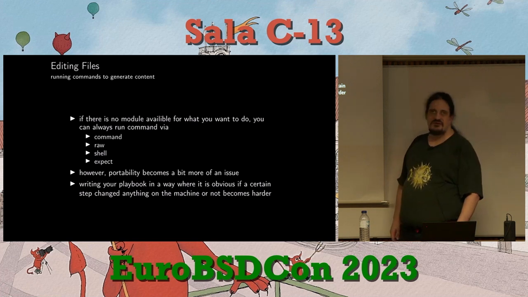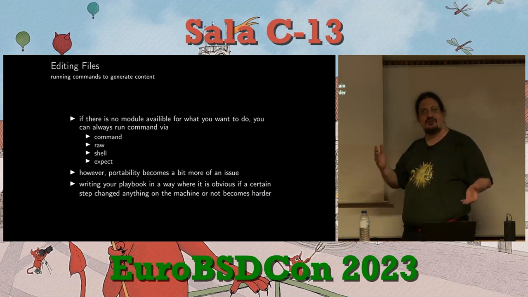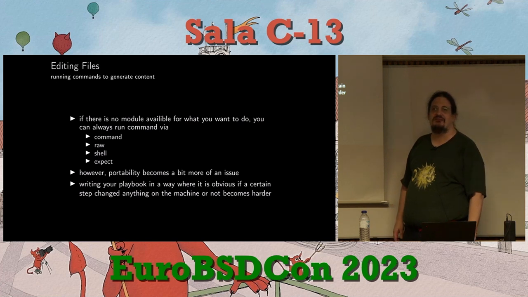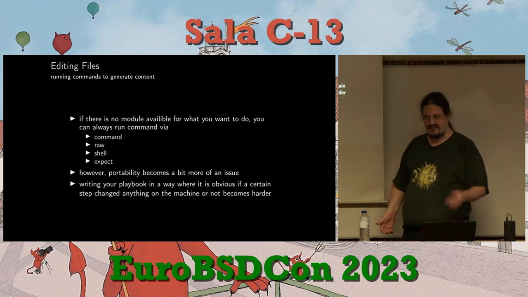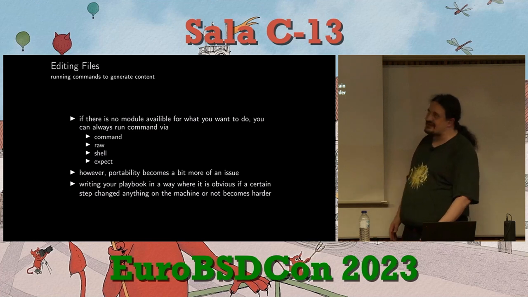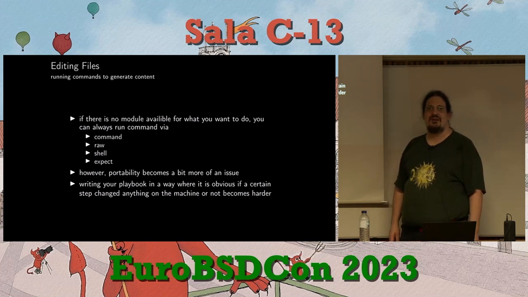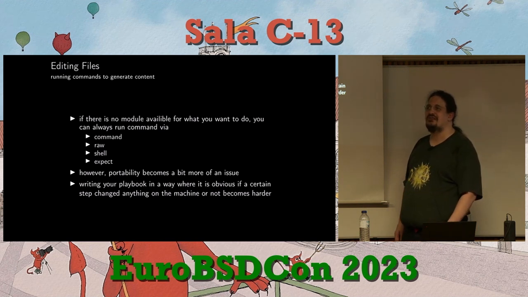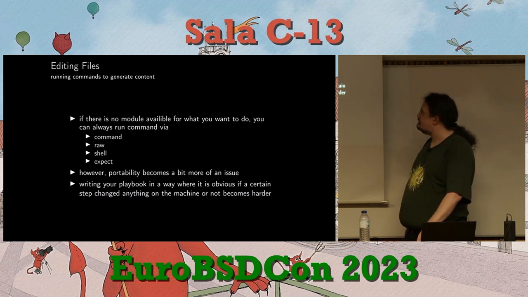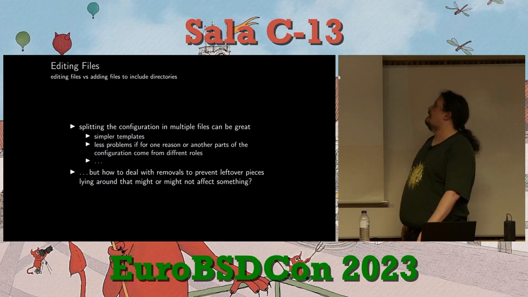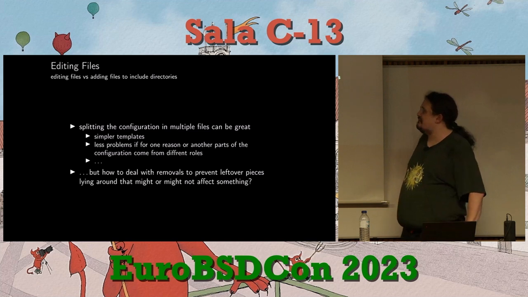Raw is relatively useful for things like installing Python because it has no dependencies at all, but it also is a bit hard to deal with, so try not to execute it if it would not do any changes. And expect is in the area of, I have to script some program that was meant to be interactive. I try to avoid it personally, actually, but that was what I first pointed out.